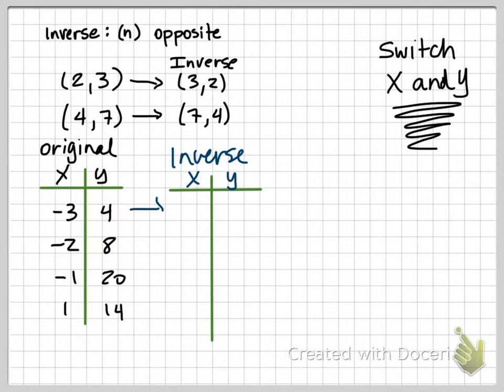So this over here turns into (4, -3). This one turns into (8, -2). This one turns into (20, -1). And this one turns into (14, 1). All we're doing is switching our x and y. Okay, let's look at this in terms of a graph.